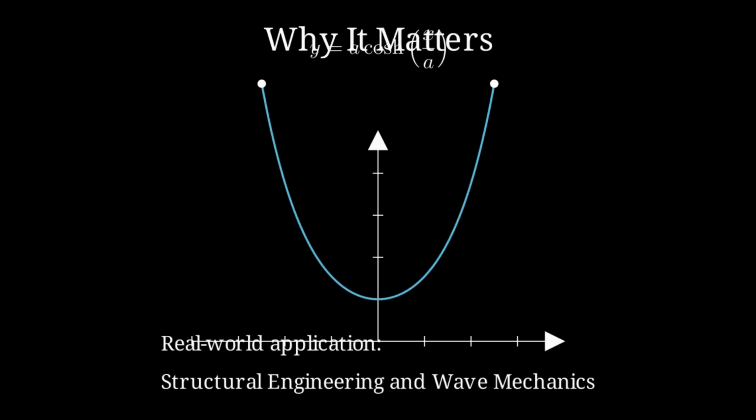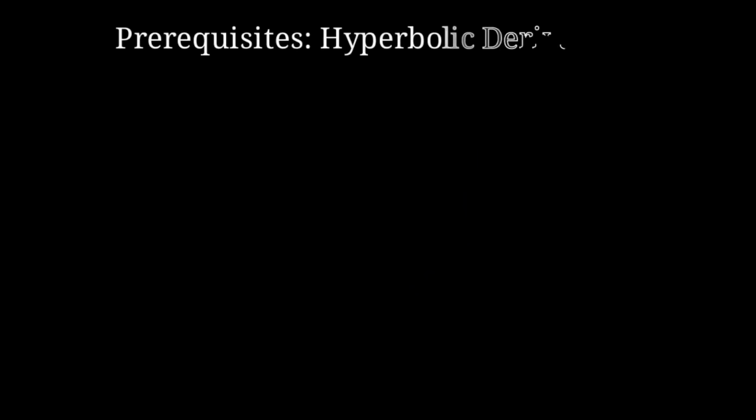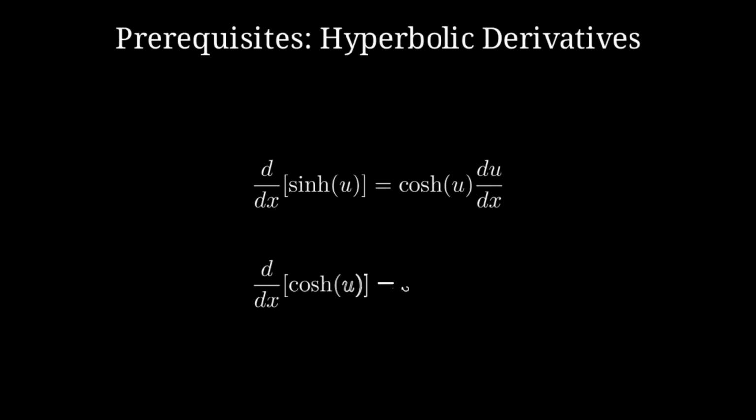Often, the relationship between variables isn't a simple function. By mastering implicit differentiation, you gain the power to find the rate of change at any point on these sophisticated geometric paths. Before we begin, remember your core hyperbolic derivatives. The derivative of sinh is cosh, and the derivative of cosh is sinh. Notice there is no sign change like in circular trigonometry. We must also apply the chain rule whenever the inner argument is more than just a single variable x.